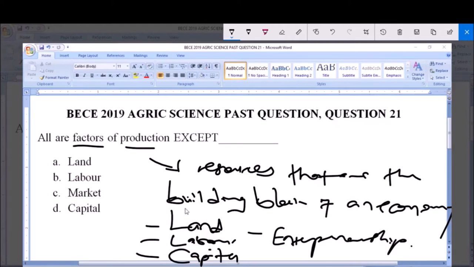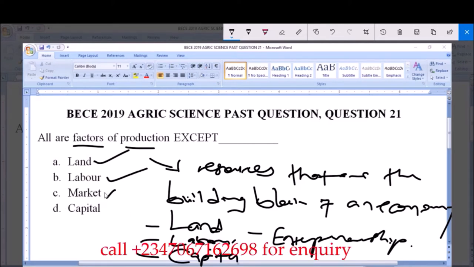A here says land, and like you can see, land is a factor of production. B here says labor. Yes, labor is a factor of production. C says market. No, market is not a factor of production. And D says capital. That is the money. Capital is a factor of production.